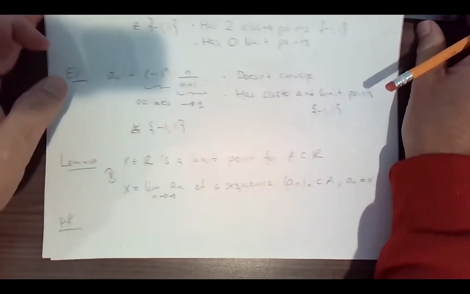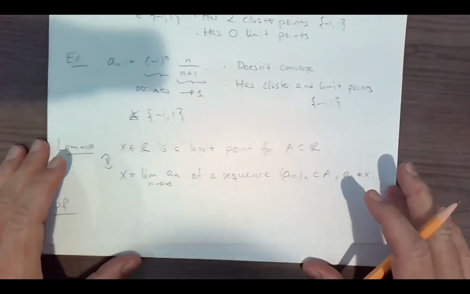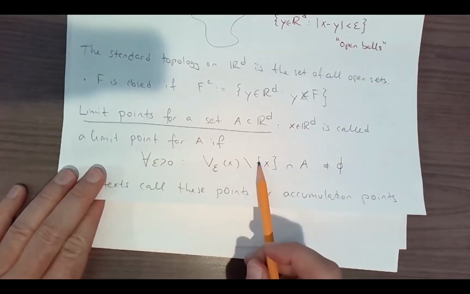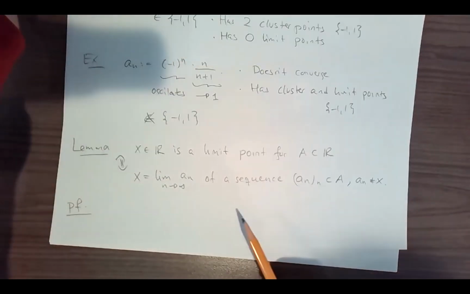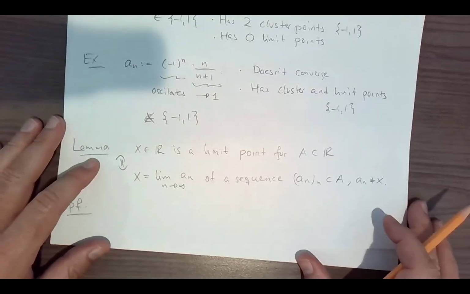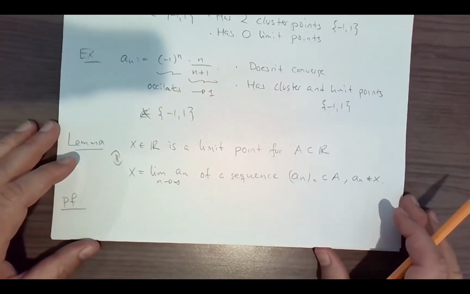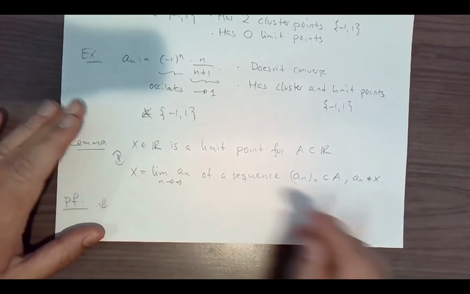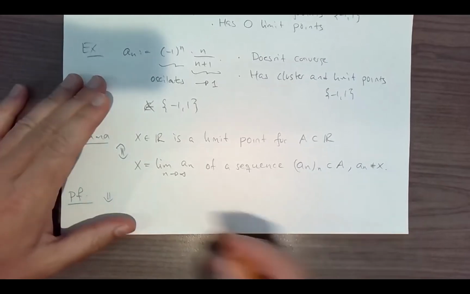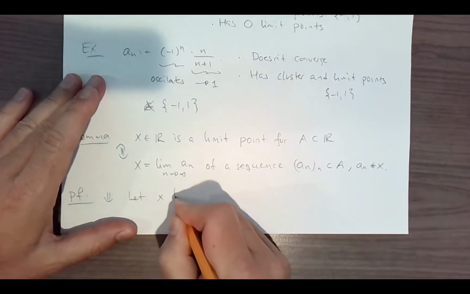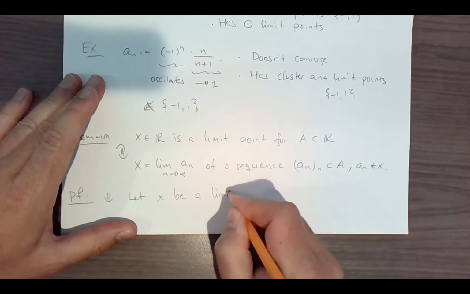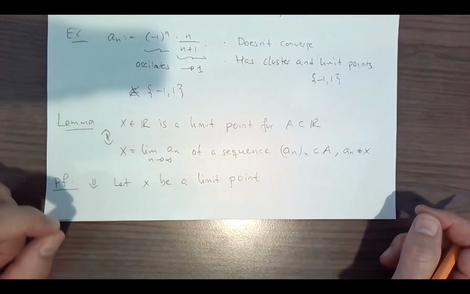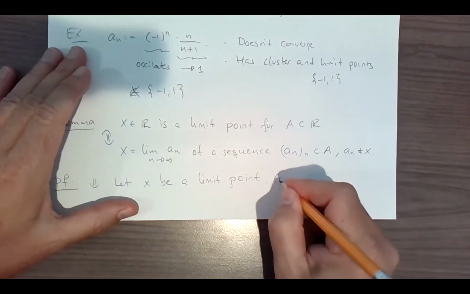So there are two directions, there's an up and a down. First we take a point that satisfies the definition of being a limit point, and then we prove that such a sequence exists. So the down direction. So let x be a limit point.